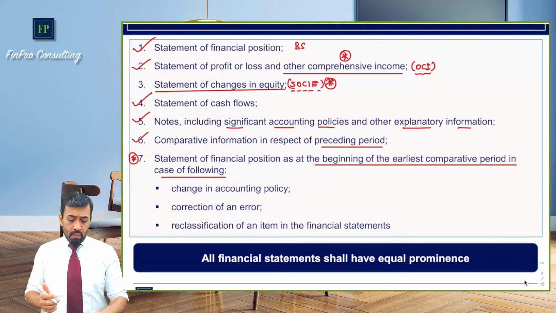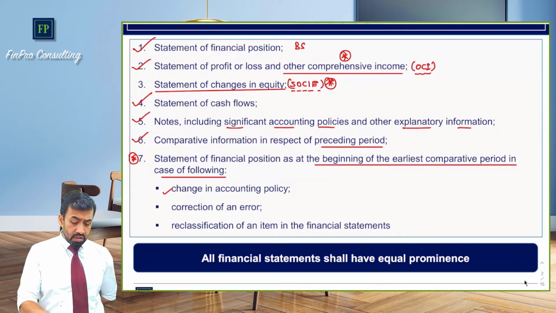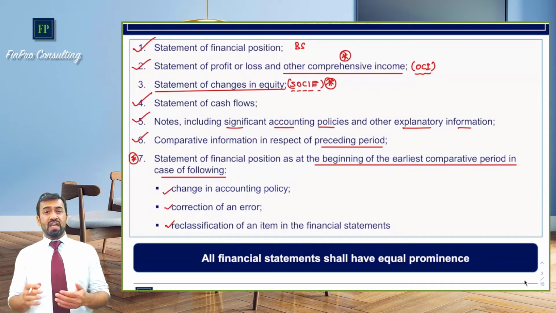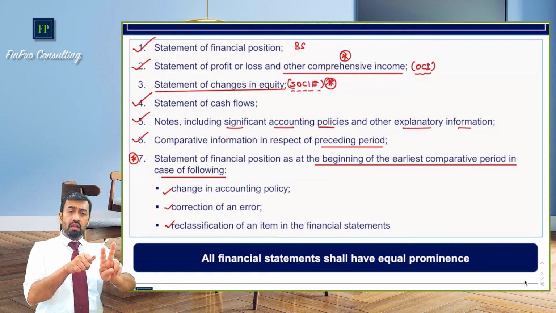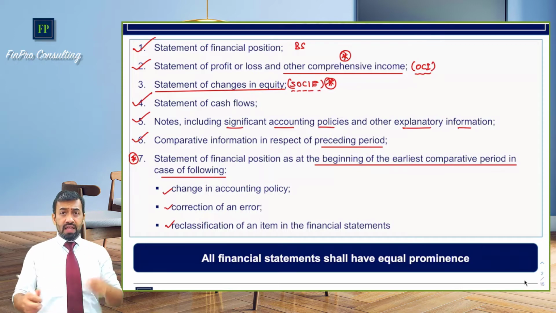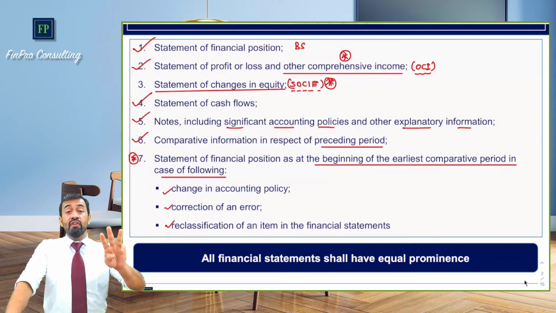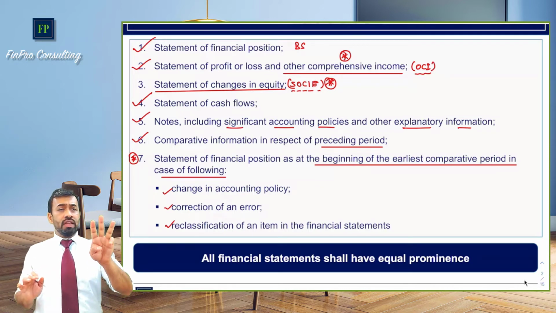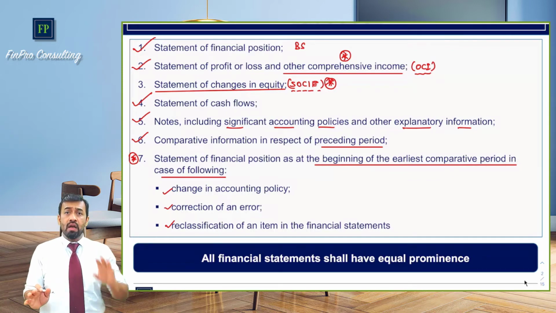Which are those 3 cases? Number 1, a change in accounting policy, whenever there is a rectification of an error, and whenever there is a material reclassification. In all these 3 cases, we are presenting 2 balance sheets, one for the current year and another for the preceding period, correct? An additional third balance sheet is required whenever there is a change in accounting policy, a rectification of an error, or a material reclassification of any of the items in financial statements. So in these 3 cases, you need to present an additional balance sheet. This was not the requirement under Indian GAAP.